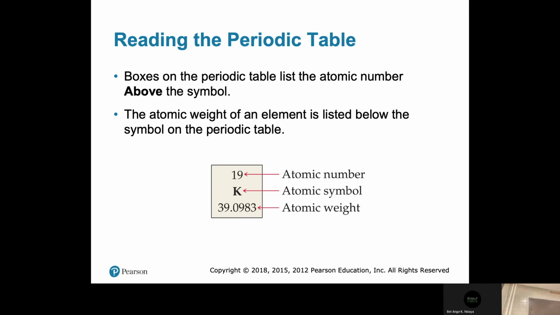Reading the periodic table. We talked about this a second ago. Here's krypton. No, that's not krypton. What is that? Potassium. Krypton is Kr. Potassium right here has an atomic symbol of K. Its atomic number is 19, and its atomic weight is 39.0983. So what is the most abundant isotope of potassium? 39. See, you know how to read the periodic table. Isn't it great? You're going to be better than any of those biology majors out there right now.